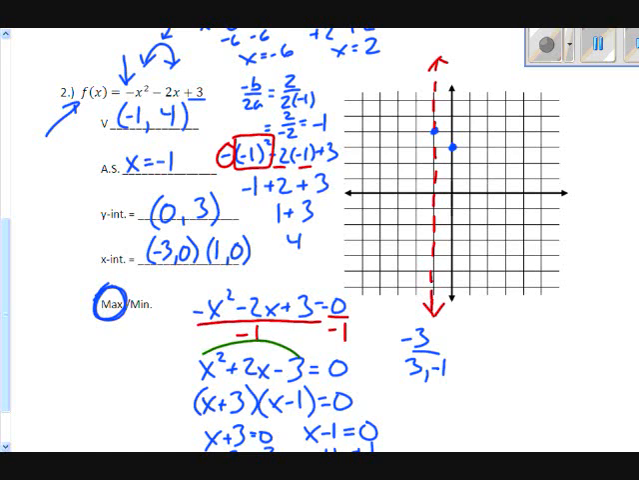I can reflect that point through the axis of symmetry. The x-intercept negative 3, 0 is back here. Positive 1, 0 is right here. And if you notice, those points are even reflections of one another. Now I have enough information to graph. So I draw my parabola, and if we look at this parabola, it does have a maximum. It opens down, the vertex is at the top, and that's it.